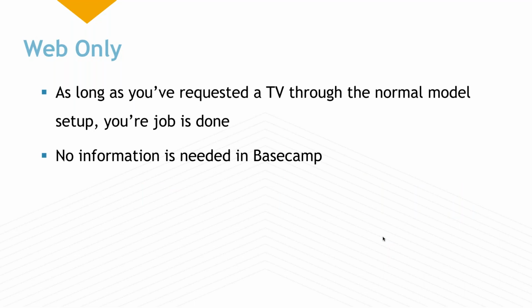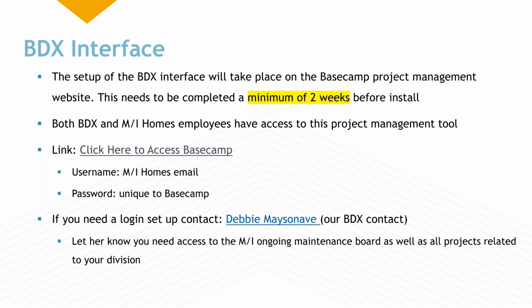So if you are choosing in your sales office to have web only, as long as you've requested your TV through the normal process, your job is done. Super easy. You don't need anything, no information is needed in Basecamp. You don't need to work with BDX. You just order your TV and follow that setup process. But if you choose to use the BDX kiosk, there are some steps that we're going to walk through now.